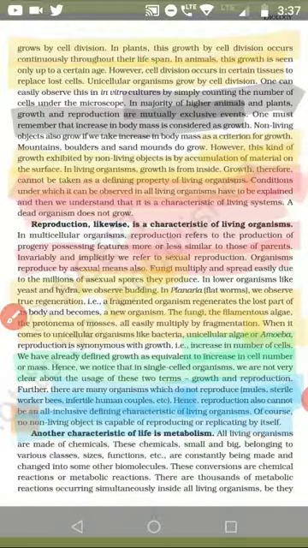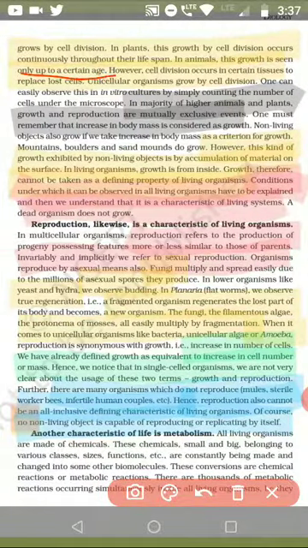But in animals, it is not so. The growth is seen only up to a certain age. Inside the living animal body, there is cell division, and there is replacement and repair of lost cells. But in animals, there is also reproduction taking place, which gives rise to new animals.